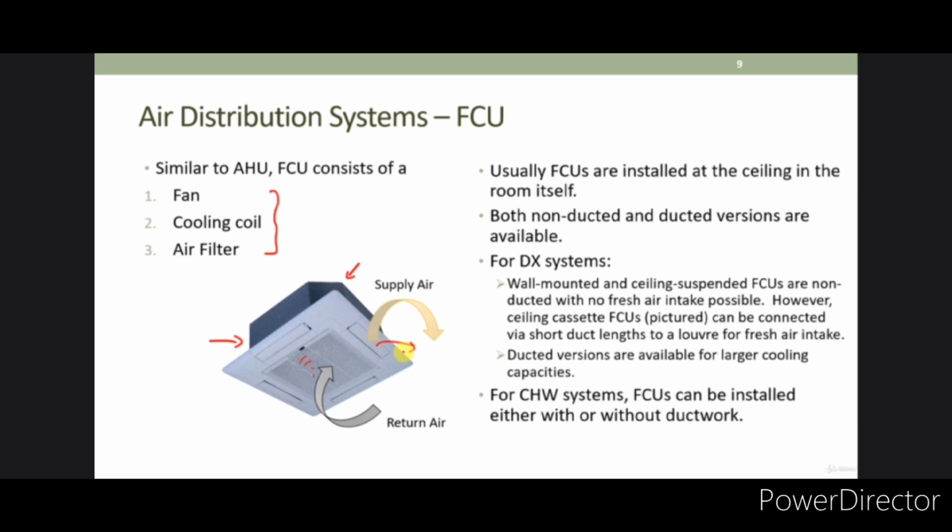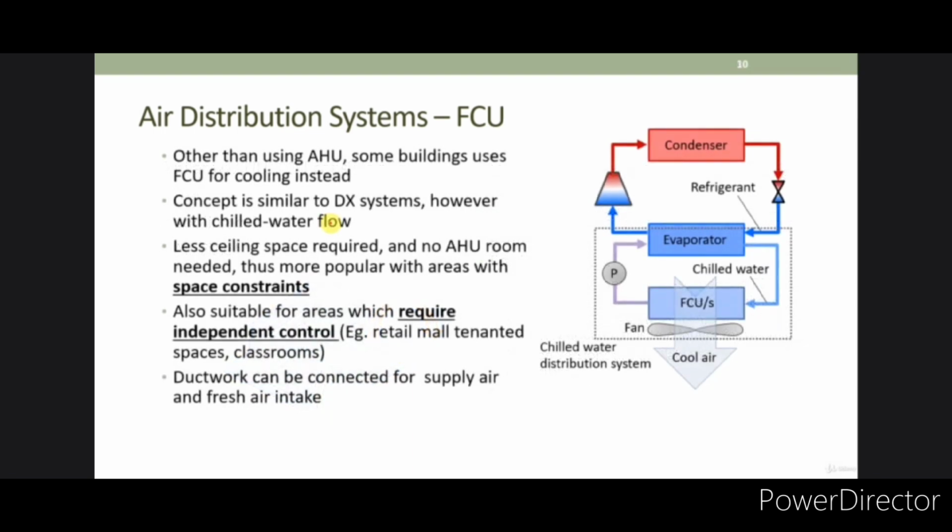Okay, and usually for ducted versions, the fan coil unit maybe will be somewhere just outside the space, and it will supply to maybe 2 or 3 rooms through air duct. So other than using AHU to distribute cold air, fan coil units are also quite commonly used. Alright, the concept is similar to direct expansion system, where cold refrigerant comes into the fan coil unit and leaves the fan coil unit, and the fan coil unit will blow out cold air.